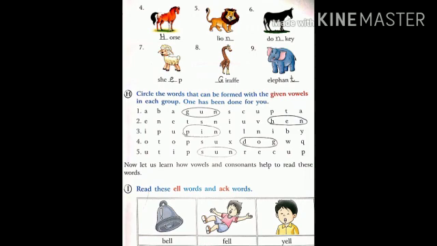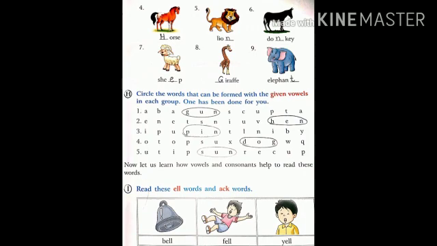Children, in question number H, circle the words that can be formed with the given vowels in each group. One has been done for you. Children, in number 1, GUN, gun. It has been circled. Here U is the vowel.